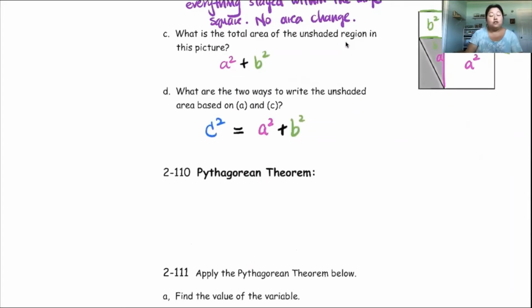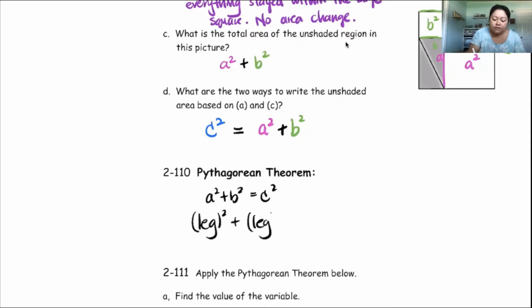All right, you have just proved to yourself that Pythagoras was totally right, that the Pythagorean theorem works, and that the Pythagorean theorem is A squared plus B squared equals C squared. Or in other words, some teachers don't like you memorizing A, B, and C, so you can call this leg squared plus leg squared equals hypotenuse squared, right? Because the hypotenuse is the longest side of a right triangle.